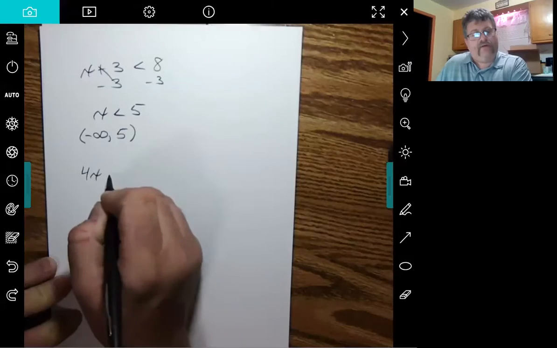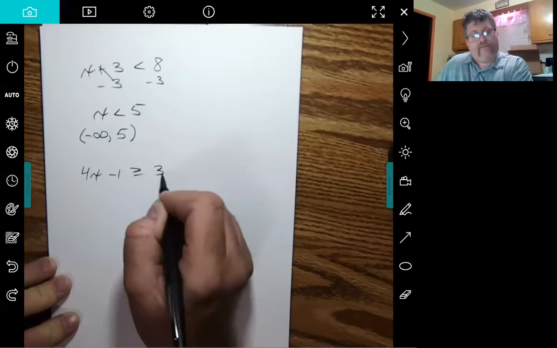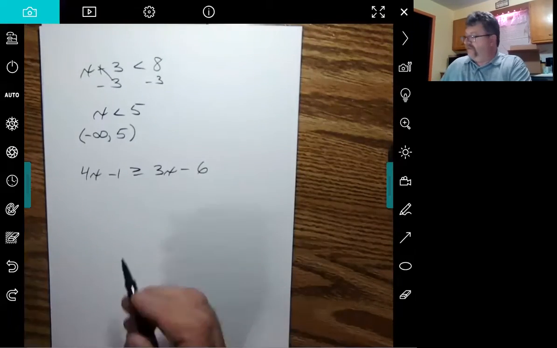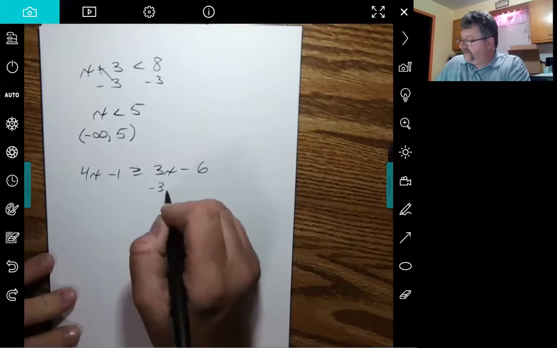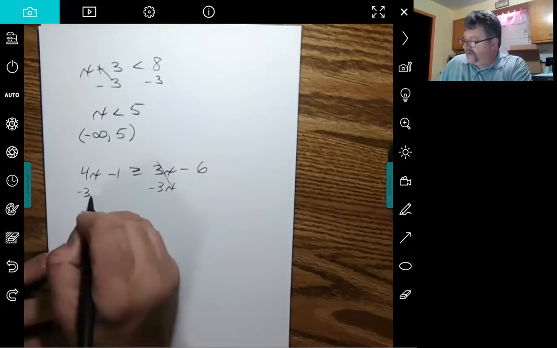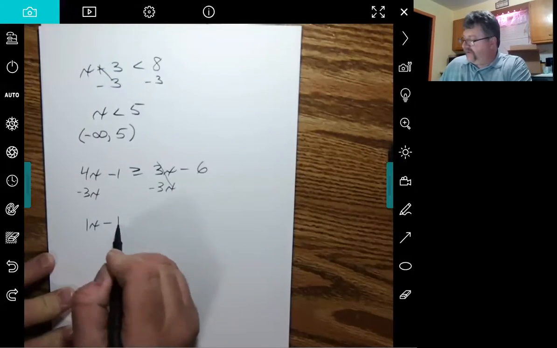What about this one? Okay, this requires a little more work. I've got x's on both sides. I've got constants on both sides. So I'll work my magic here.